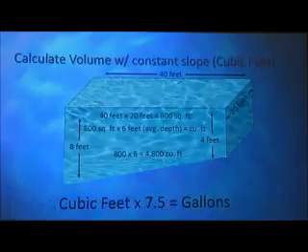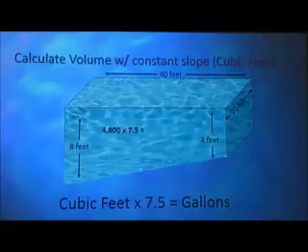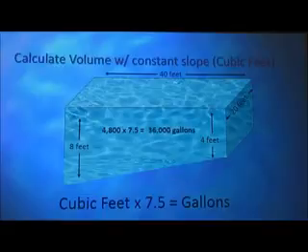Because we know 7.5 gallons of water fits into 1 cubic foot, if we had 4,800, how much water would fit in that pool? 4,800 cubic feet times 7.5 equals 36,000 gallons.